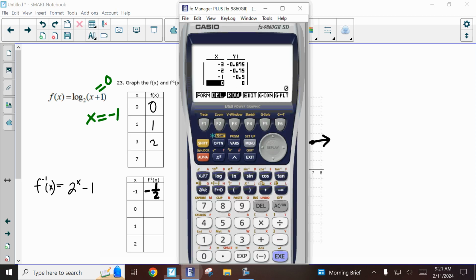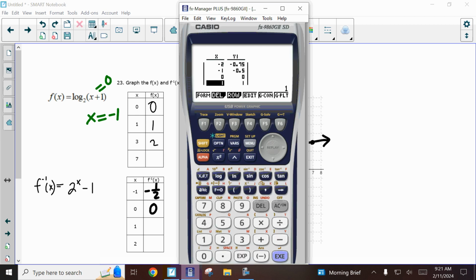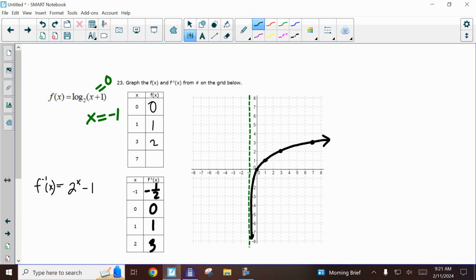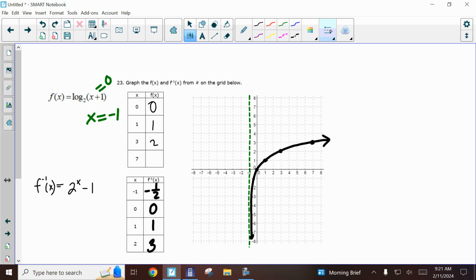Let me put all the numbers first and then I'll go graph them in a different color. They want 0, so that's at 0. And then 1 was at 1. And then 2 was at 3. There we go. So I'll do this one in blue. So -1 and then negative 1/2 is right here. Then 0, 0. Then 1, 1. And 2, 3.